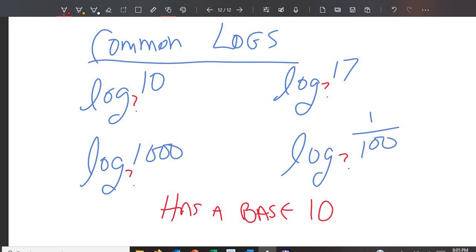Common logs you can do on your calculator. There is a LOG button on your calculator. You can do common logs and you can do something else called a natural log. I'll talk about that in just a second. But common logs you can do on the calculator. So if you were to do this on the calculator, you would hit LOG, enter the number 10, and you will get the number 1.